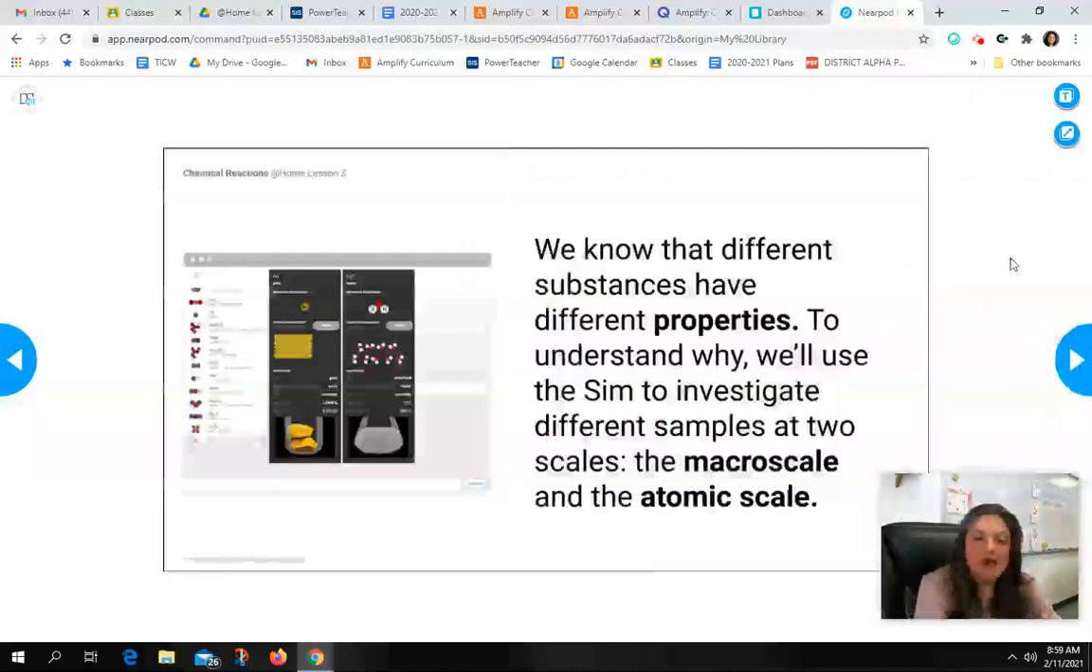We know that different substances have different properties. To understand why, we're going to use the sim to investigate different samples at 2 scales, the macro scale and the atomic scale. Again, the macro scale are these characteristics that are listed, and the atomic scale is what we see as far as these models go that scientists have created for us.